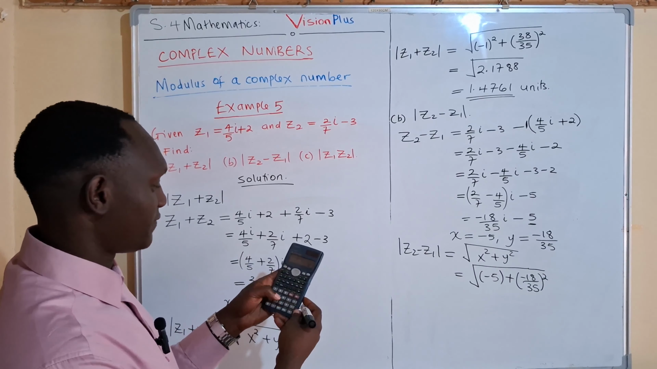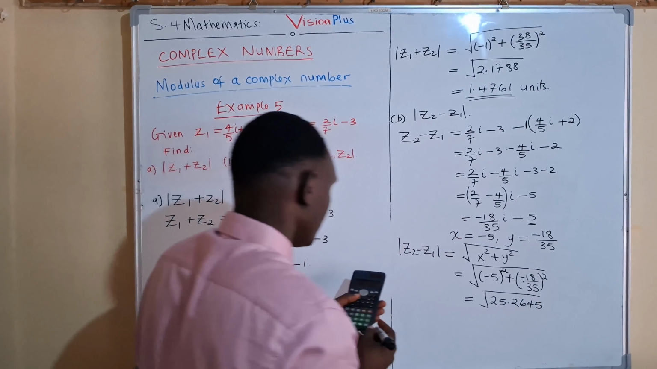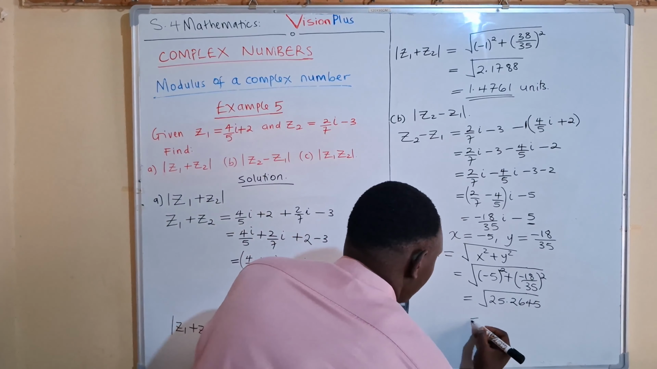Yes, I'm getting 0.226. Remember, this is negative 5 squared here as well. Negative 5 squared is 25. So I just add here plus 25. Yeah, I'm getting square root of 25.2645 to 4 decimal places. Then you press the square root of that number, and the square root of 25.26 is simply the same as 5.0264 units. So this is the magnitude of the complex number Z2 minus Z1.